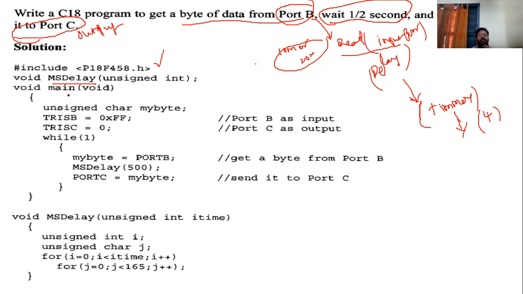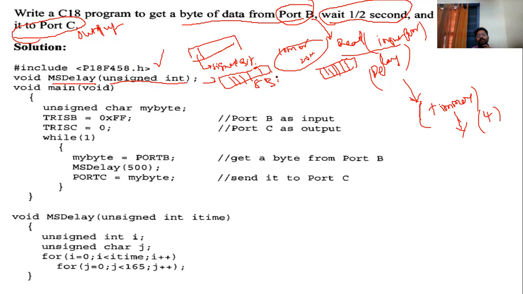The function is ms delay, a millisecond delay. You can give an unsigned int value, an unsigned 8-bit value. Signed means that out of 8 bits, only 7 bits are used, and the MSB bit is used as the sign bit. Whether it is unsigned, we are using all 8 bits. That's why here we consider the unsigned integer, an 8-bit integer value.